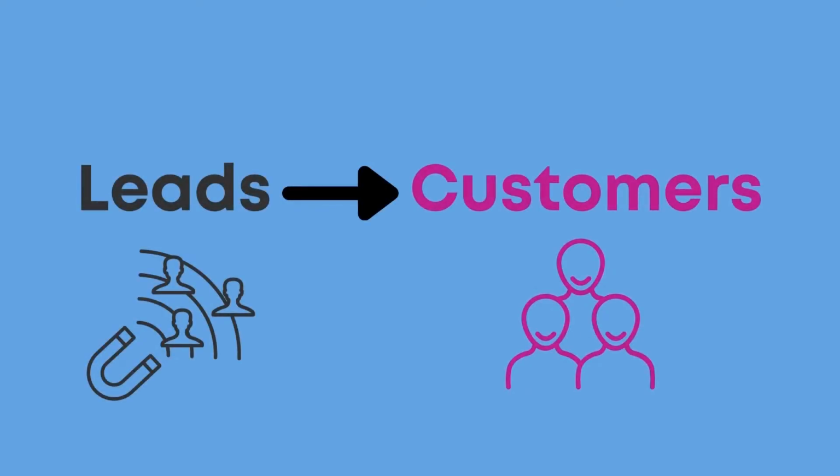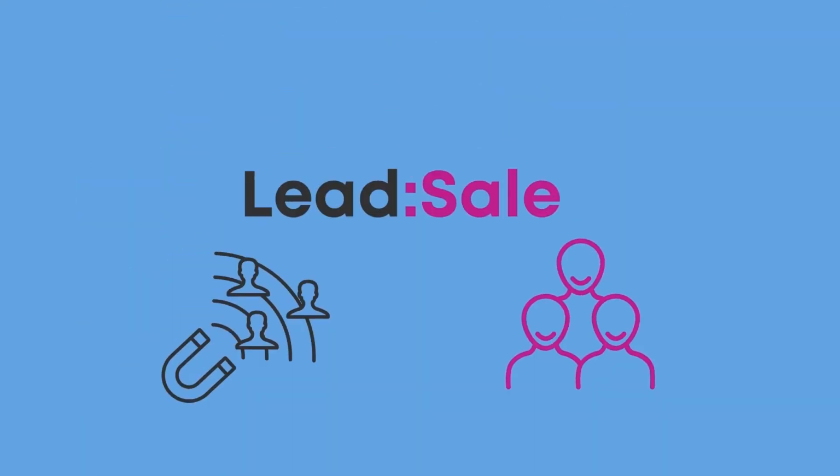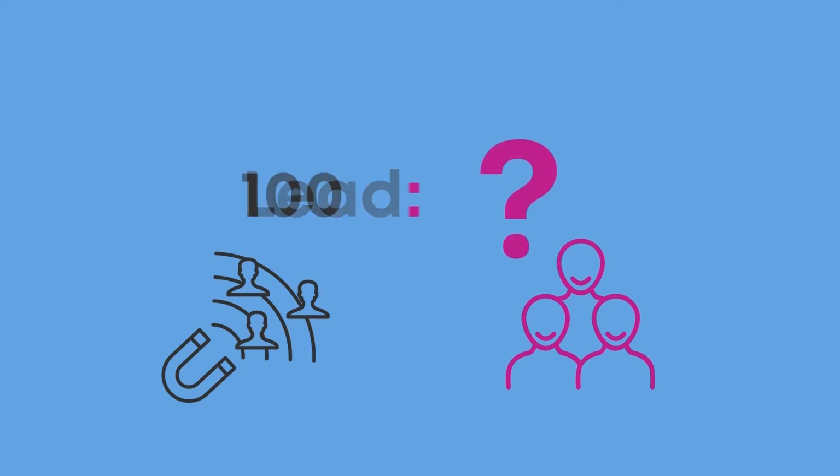Then we want to look at how many of those leads turned into customers. So lead to sale ratio, because that way you can start to predict what's going to happen in the future. If you get more leads, how many of them will turn into customers? If you get 100 leads and your lead to sale is 1%, how many leads are you going to turn into customers? 1. I'm obviously using really simple maths here because my mental arithmetic's not great. But it's really important to know how many leads you're getting and how many of those turn into customers.